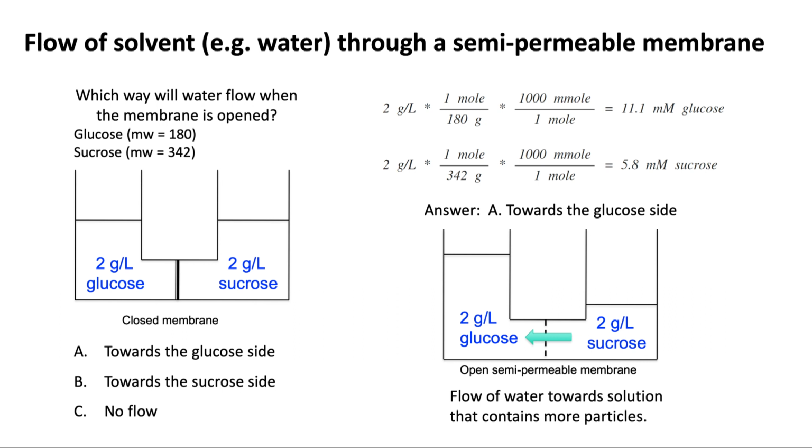So we would get net fluid movement from the right-hand side to the left. So we'd go from sucrose to glucose. You can see the volume of fluid in the glucose side has gone up because the fluid is trying to equalize the greater concentration of the 11.1 millimolar from the glucose back down towards the 5.8 of the sucrose.